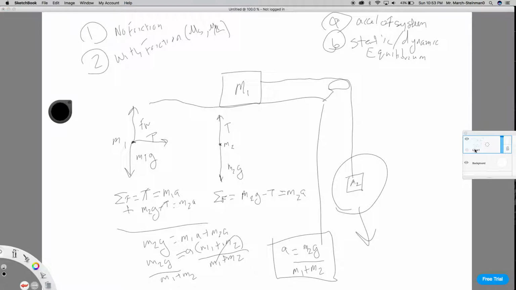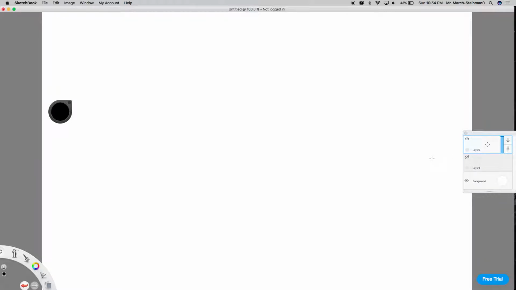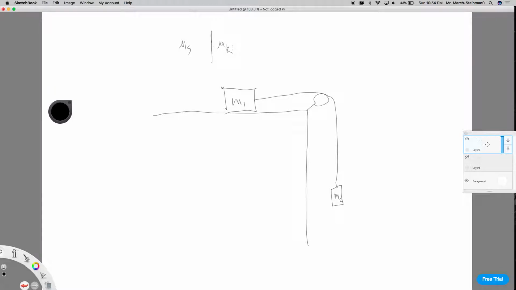Okay, so let's add a layer. I'll hide this first layer, and we're going to look at the situation again, this time with friction. Okay, so we have here some value for friction.